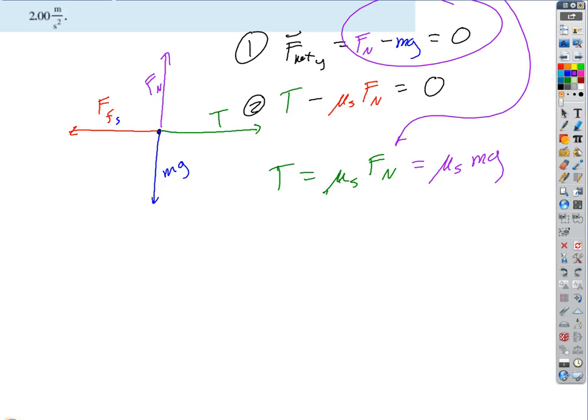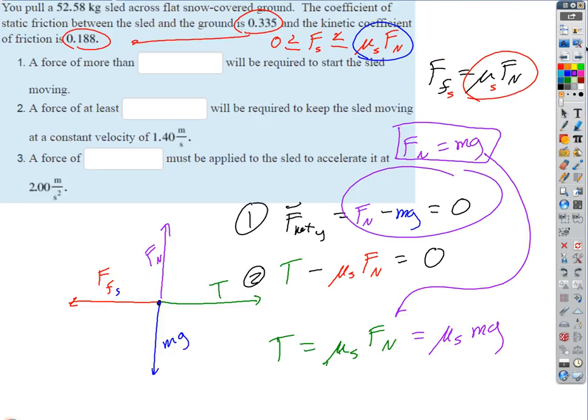We don't have to do the rest of this, but what's going to be the force required to keep the sled moving at a constant velocity? It doesn't matter what the constant velocity is, does it? That's just extraneous information. Acceleration would be 0, and all I'd have to do is trade the static coefficient for a kinetic coefficient, right? Everything would be the same, wouldn't it?